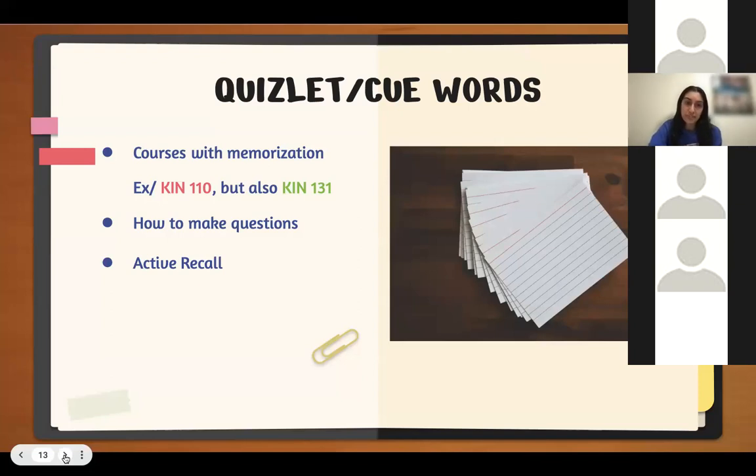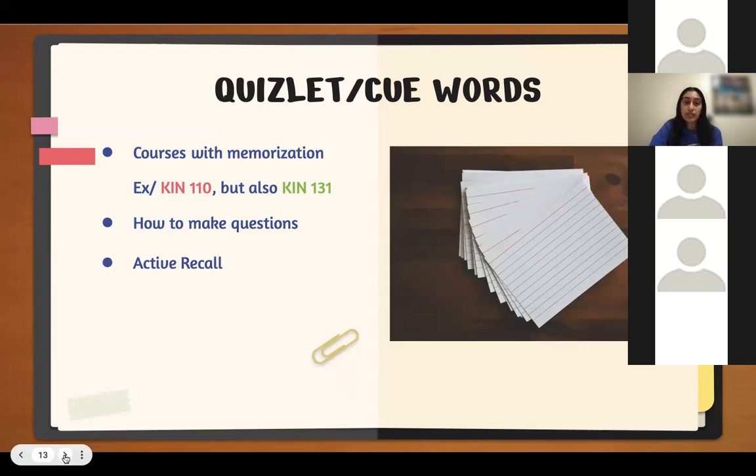Okay, so for some courses that is straight memorization, Quizlet helps a lot. So we'll go over how to make questions. I recommend after class, go through your notes and make questions yourself. In order for this to be effective, try to make questions shortly after your class, such as like the day of or the day after.